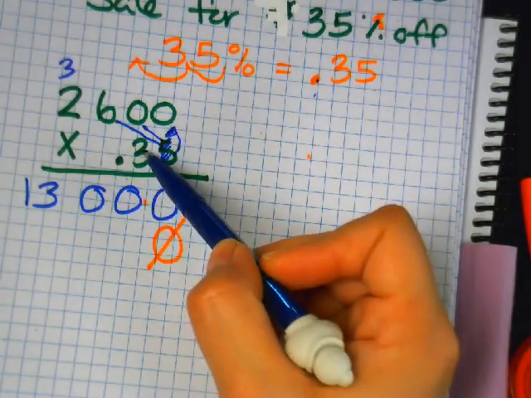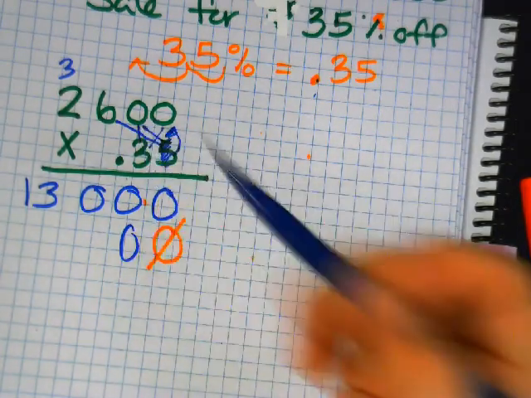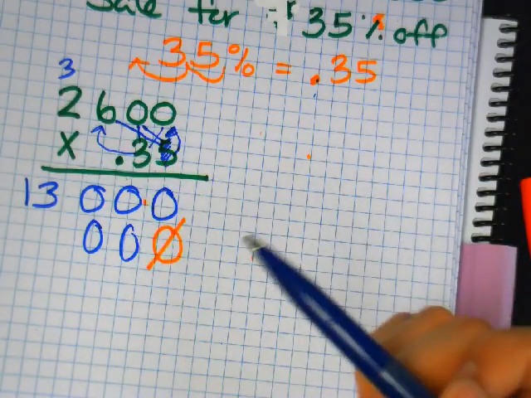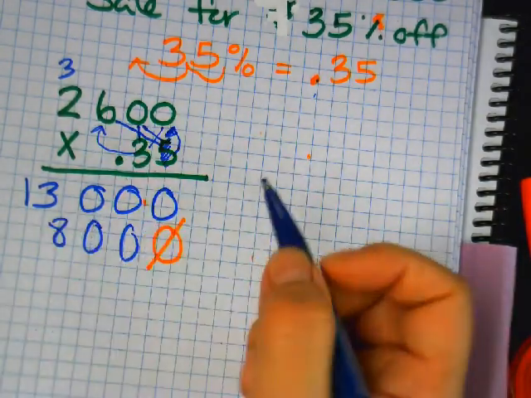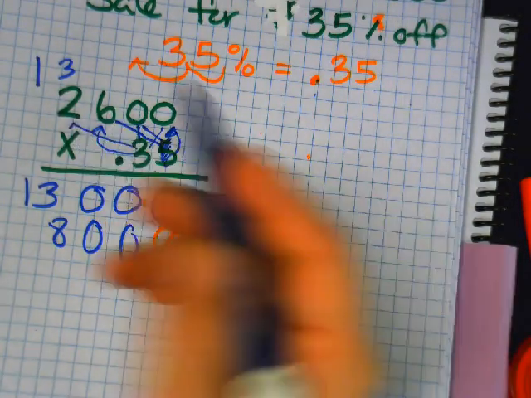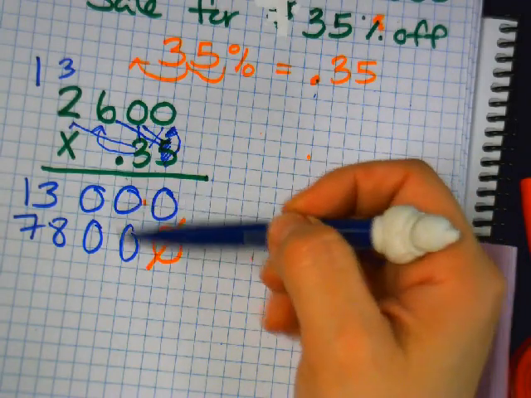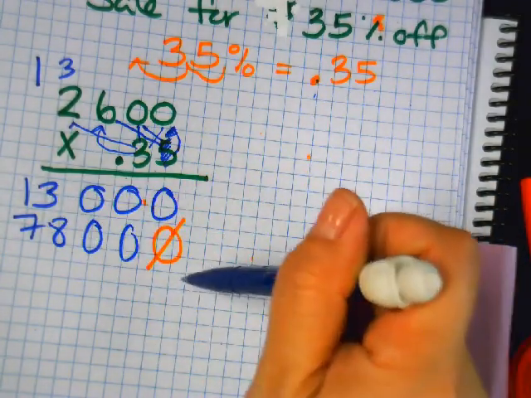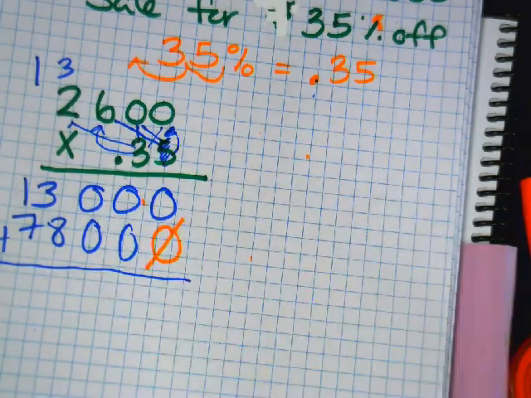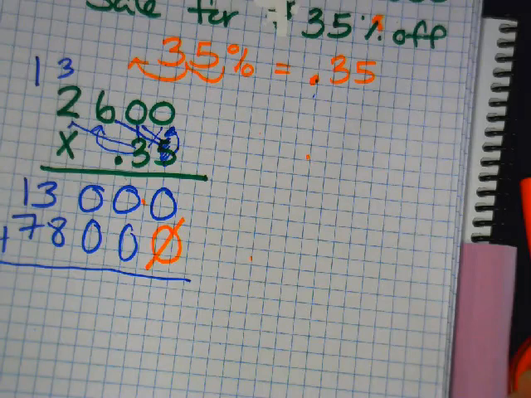What's 3 times 0? 0. What's 3 times 0? Another 0. What's 3 times 6? 18. Carry the 1. 3 times 2? 6 plus 1 is 7. Now, make sure you lined up all of your numbers. The last thing you want to do is add, but you got to make sure the numbers are lined up. So go ahead and add those numbers up. A lot of zeros involved.